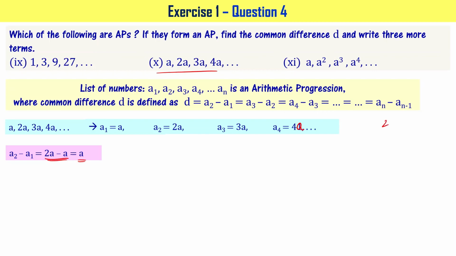If you have any doubt, you can check this way. I can take a as the common factor out, then I have what? 2 minus 1, right? This is going to be 1a. That's what I have written here. a2 minus a1 equal to a.